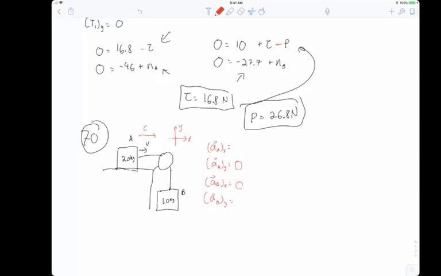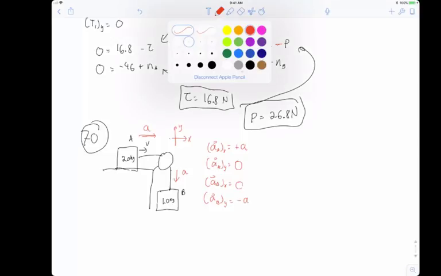I'll call it a. If that's the case, then this one, because they're attached together with a rope, their speeds have to be the same. So the rope stays the same length. If this one moves to the right with some acceleration, this one has to have the same amount of acceleration. So this one, let's call it plus little a, and this one we'll call minus little a. From this we can find the net force.